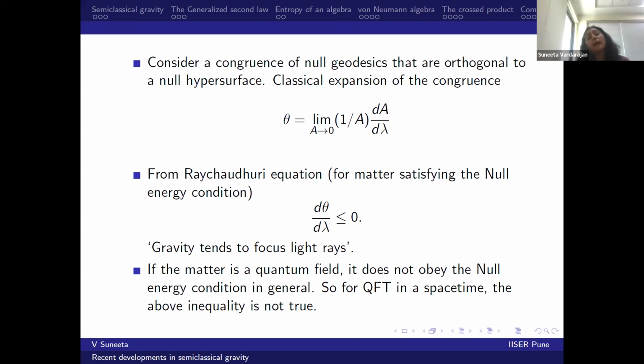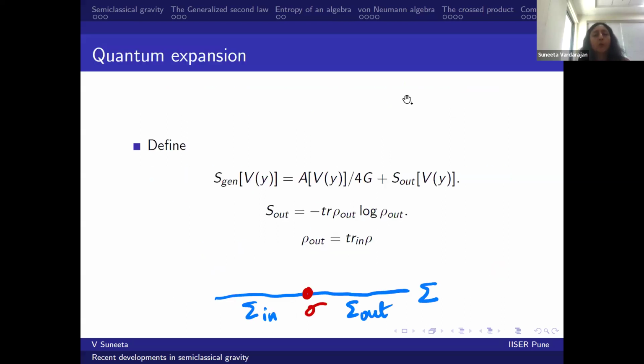Now, in semi-classical gravity, where we have quantum fields, we know that the generalized entropy is always greater than or equal to 0. So the algorithm for converting these things into some quantum quantities is to replace area by generalized entropy. I have to make it a little bit more clear what I mean by it. So now let's look at the diagram in the slide.